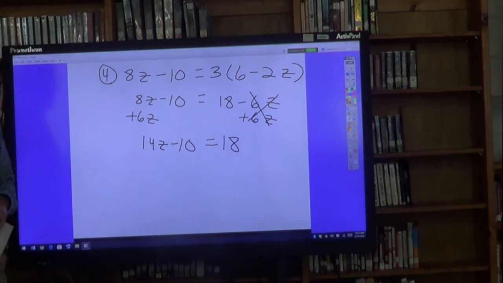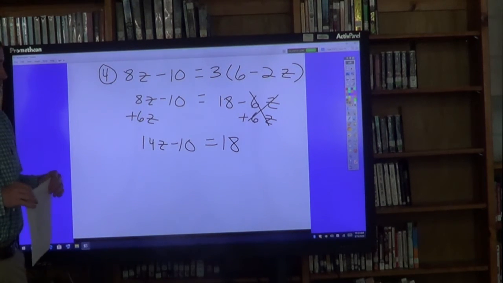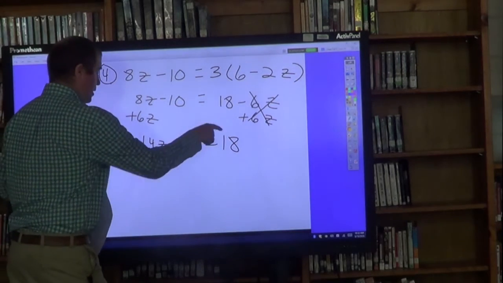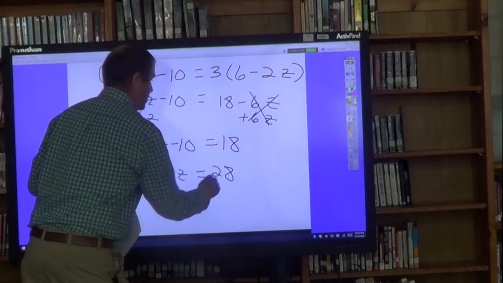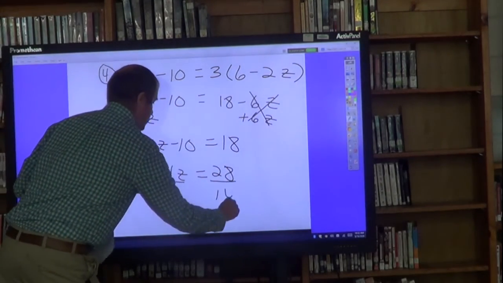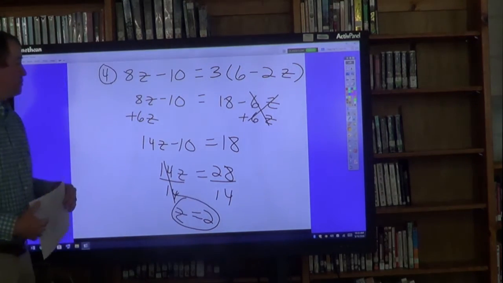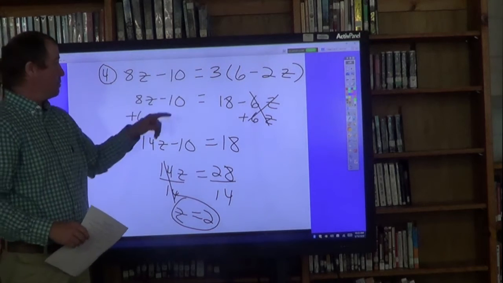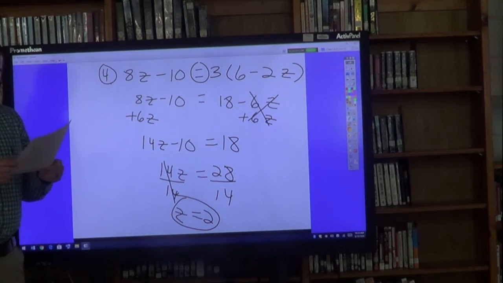And once again, we're back to a 2-step. So we automatically go back to the SADME thing. So chunk him over there. So 14z, that will be a 28 on that side. And then divide by 14. Plug back in both sides, make sure both sides are equal. And that should work out.